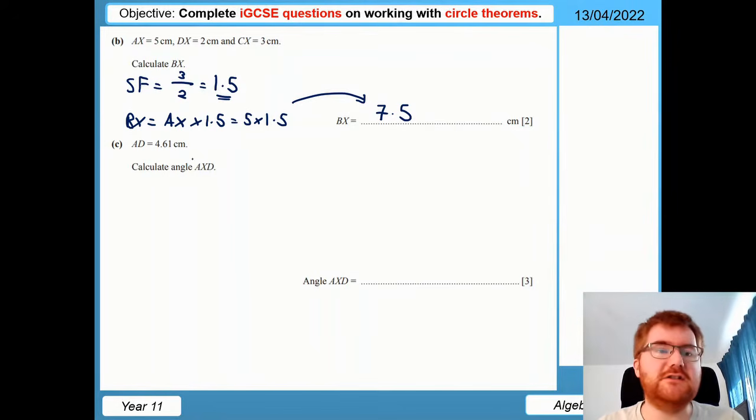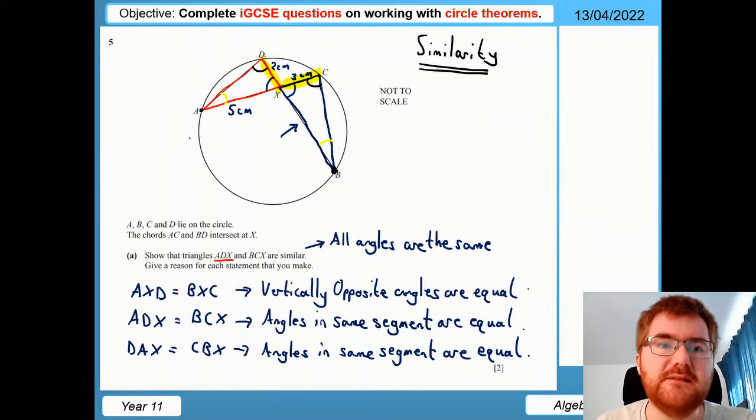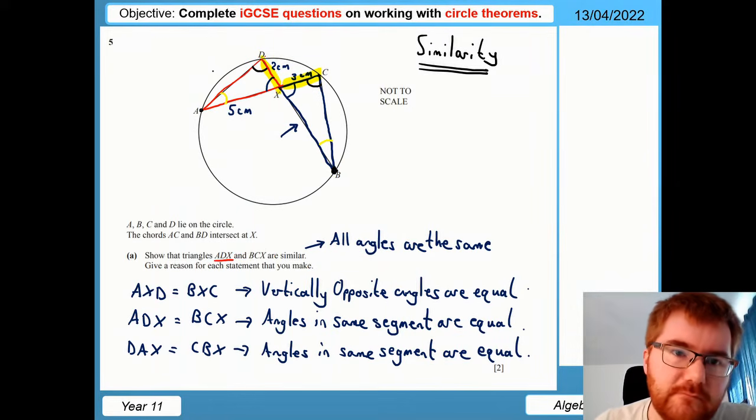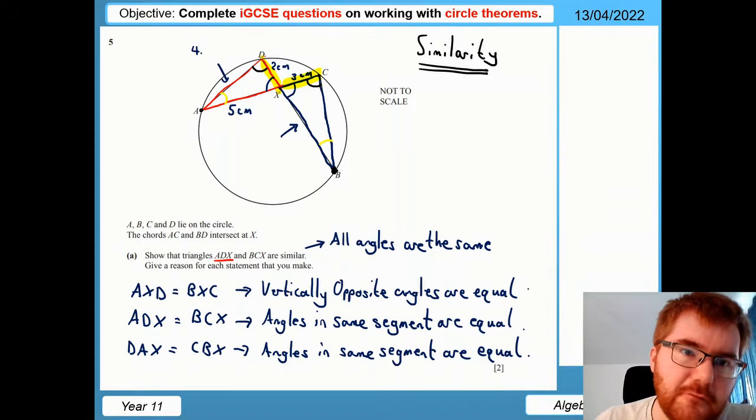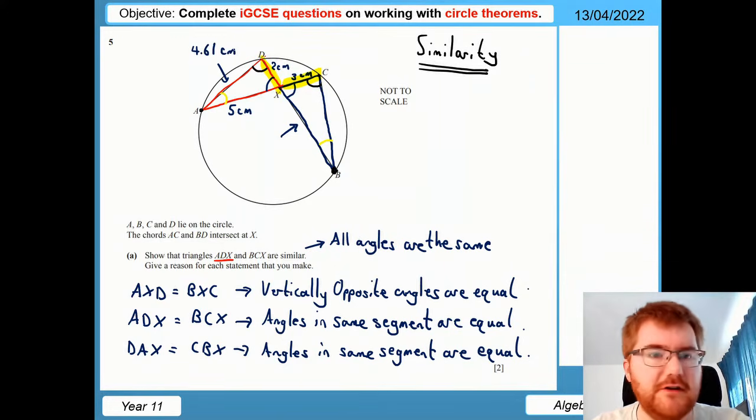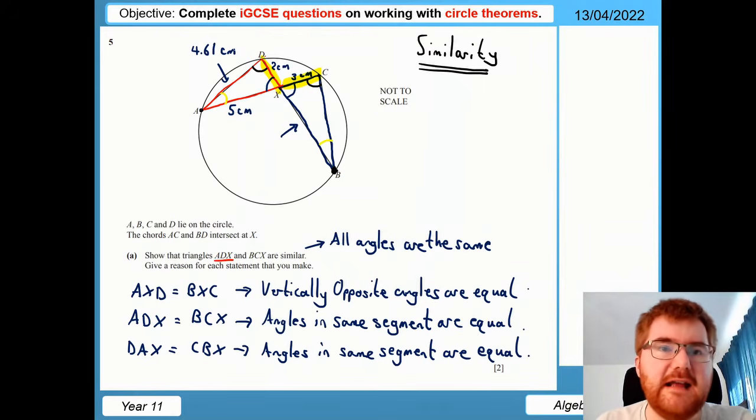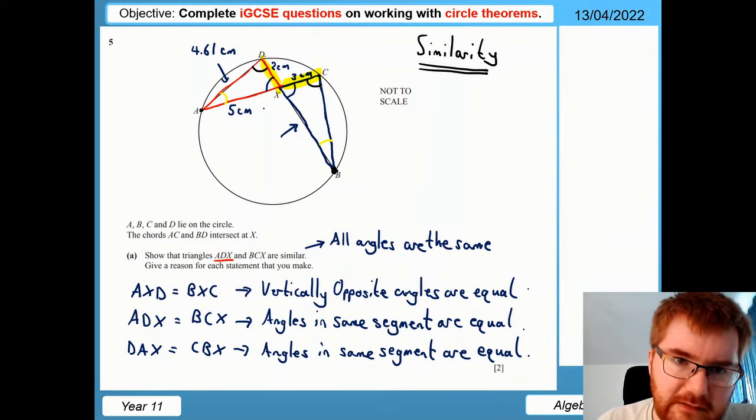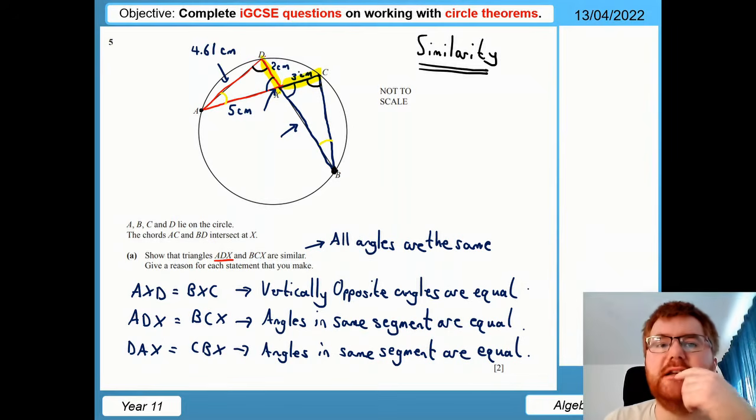Now, I did warn you about questions like part C. So AD is equal to 4.61, so let's pop that into our diagram. So this side here is 4.61 centimeters. Assume we're going to look for an angle here. Yeah, we're going to look for angle AXD. Aha, this one here. Okay, so we're looking for this angle here.